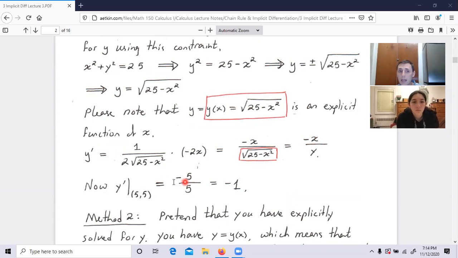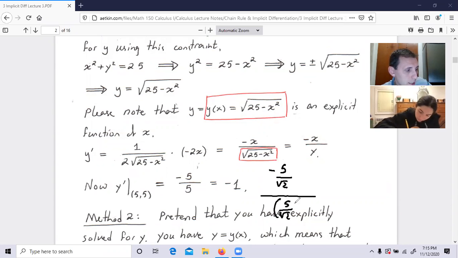Are you with me? And now when I calculate the slope, I need the x coordinate of the point at which I'm zooming and the y coordinate of the point at which I'm zooming. And that's not what I wrote over here. The actual ratio would be, the minus x would be actually minus 5 over root 2. That's the x divided by 5 over root 2. Because I made an error. What I wrote there is not quite right. And it still ends up being equal to minus 1. So the slope of that line is minus 1.